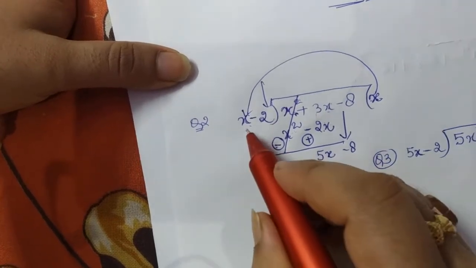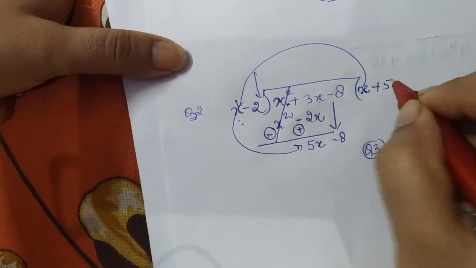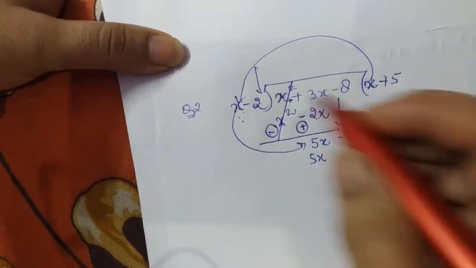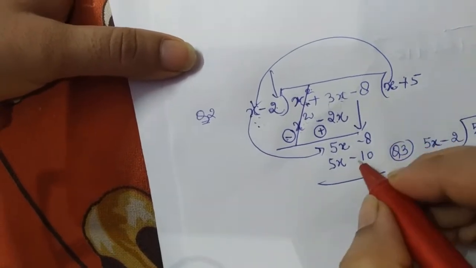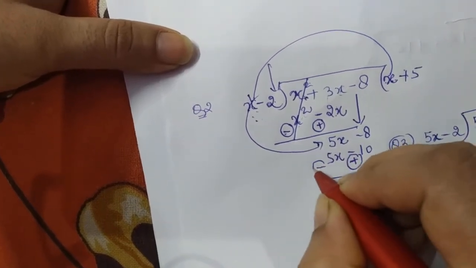This time your target is from x you have to go to 5x. That means you will multiply with positive 5. So 5 into x, 5x, and plus 5 into minus 2, minus 10. Again we have to do subtraction. So let's change the sign. This will become positive and this will become negative.